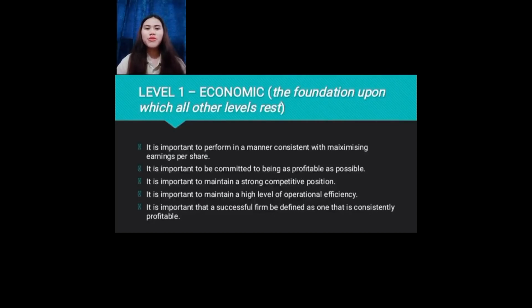Good day, and I will be discussing the level 1 economic responsibilities. So let's proceed. It is important to perform in a manner consistent with maximizing earnings per share. So, importante daw po na nagpapakita ka ng consistency kapag nagmamaximize ka ng earning per share. Hindi yung paiba-iba ka po ng diskarte o strategy sa pagmamaximize. Bullet number 2, it is important to be committed to being as profitable as possible.